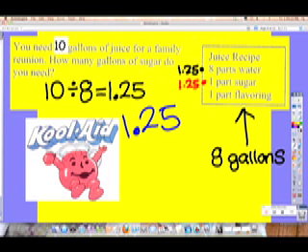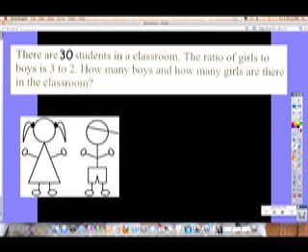Okay guys, for this problem, do you agree we can set up a ratio of 3 girls to 2 boys? Okay, but can we make a proportion? Can we set that equal to something over 30 or 30 over something? No, because that 30 isn't saying 30 boys or 30 girls. We can't use that 30 in a proportion. So where do we go from here?